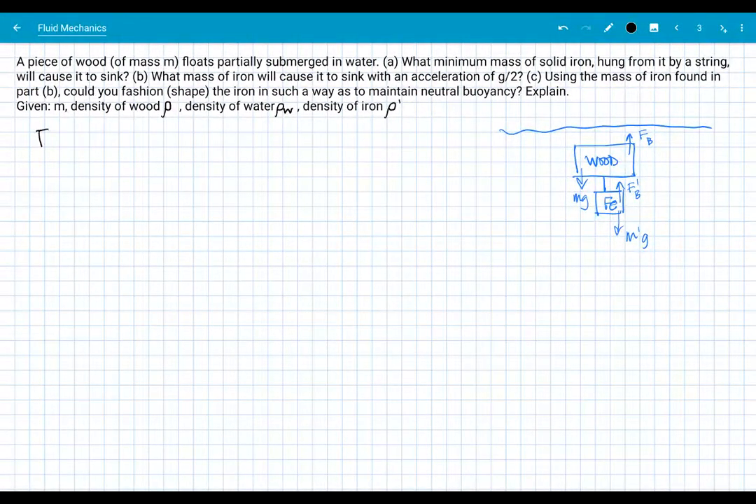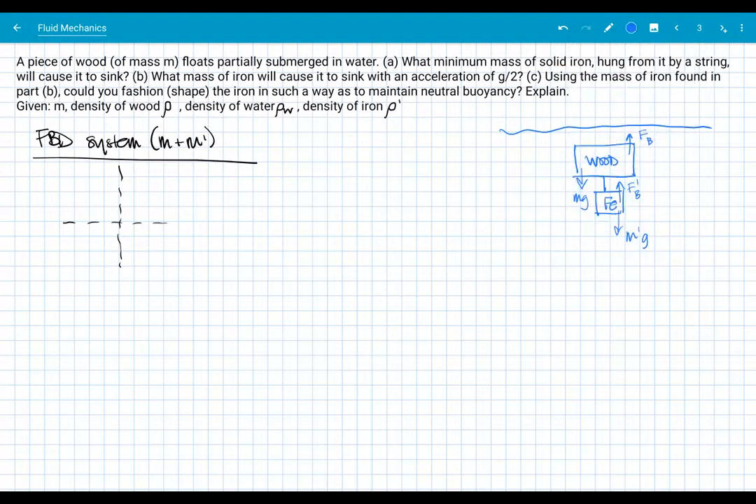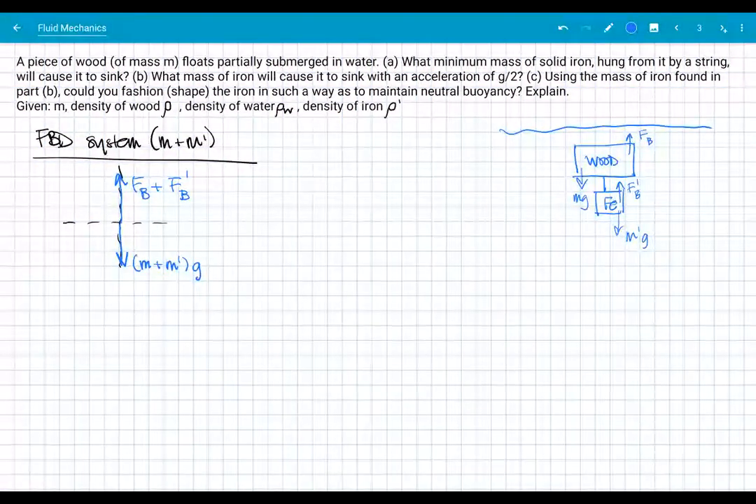So my free body diagram for the system, and by the system I mean the wood and iron, so that'll be M plus M prime. Now we can take those forces from our physical diagram and put them into a free body diagram. So I know that I have my weights downward, M plus M prime times g. And then I have my buoyant forces upward: the buoyant force on the wood plus the buoyant force on the iron.